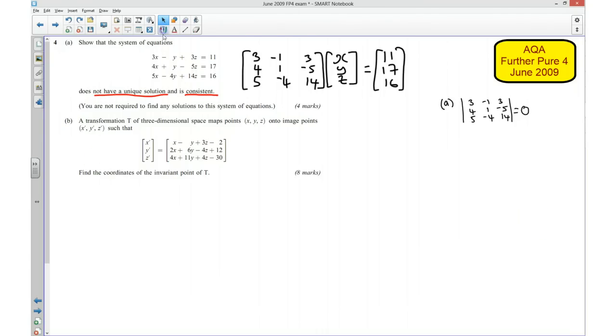Now, in order for us to show that it is consistent, there's a few ways that we can do this. I'm going to go ahead and write it in row echelon form. So I'm going to write this first of all as an augmented matrix.